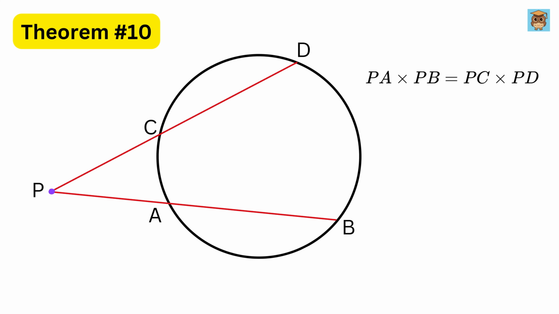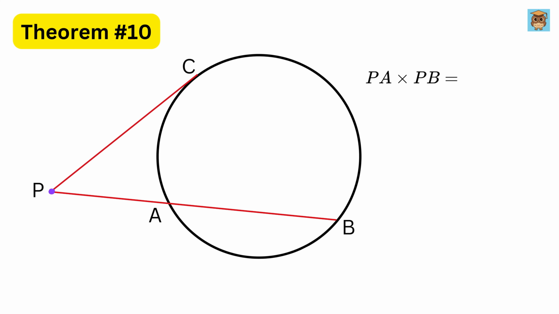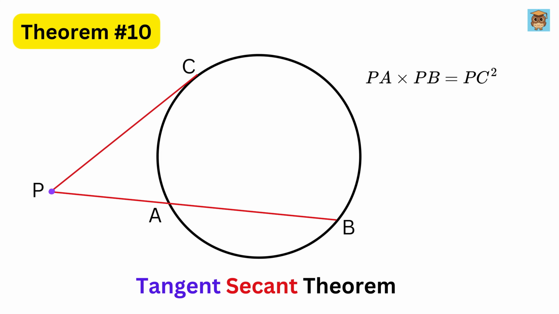PD. Awesome! We can extend this theorem and say that if this line is a tangent, say this line touches the circle at a single point C, then we have PA times PB equals PC square. This theorem is called the tangent-secant theorem, which is very similar to the two-secant segment theorem.